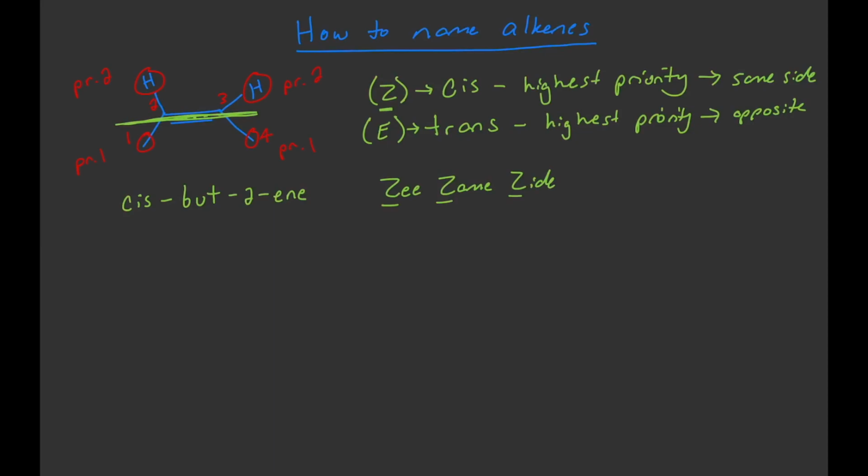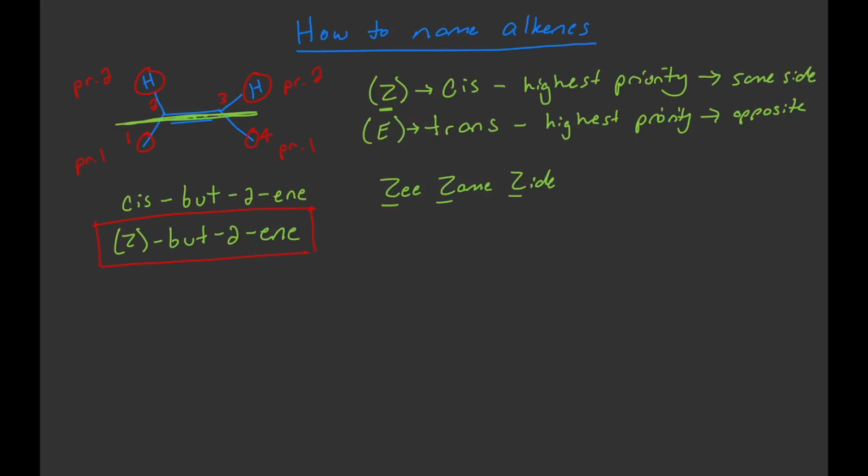So if we were to write this compound using proper IUPAC notation, we would write Z-butene. Then don't forget your dash here. Okay, so for this compound, our correct IUPAC name will be Z-butene.